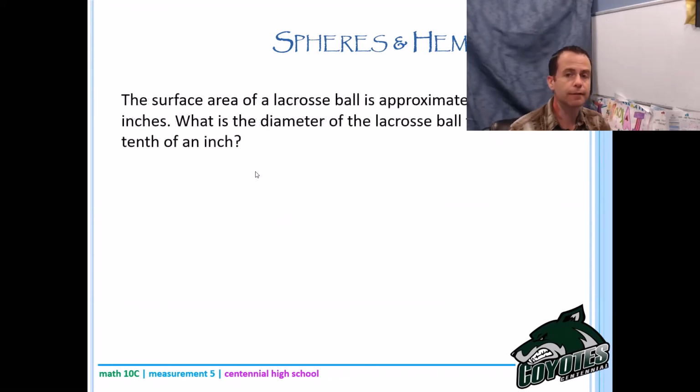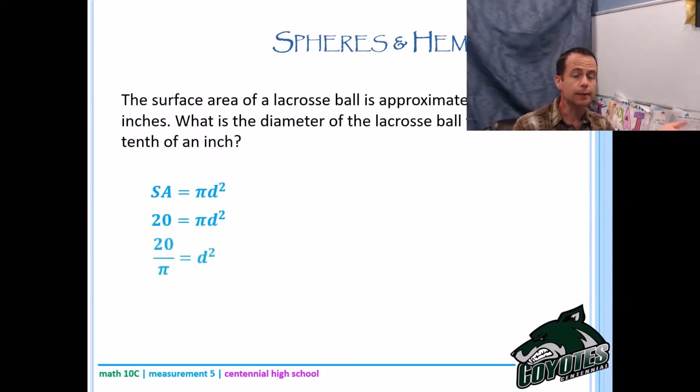The surface area of a lacrosse ball is approximately 20 square inches. What is the diameter of the lacrosse ball to the nearest tenth of an inch? Okay, so we're talking about surface area. I know what the surface area is and I'm being asked for the diameter, so I'm gonna again use the surface area equals pi d squared formula because that's gonna give me the diameter. I know the surface area, so I replace surface area with 20. And now I need to solve for d, so I'm gonna divide both sides by pi, and then I'm gonna square root it, so I get d all by itself. And that's gonna give me 2.5 inches, okay?